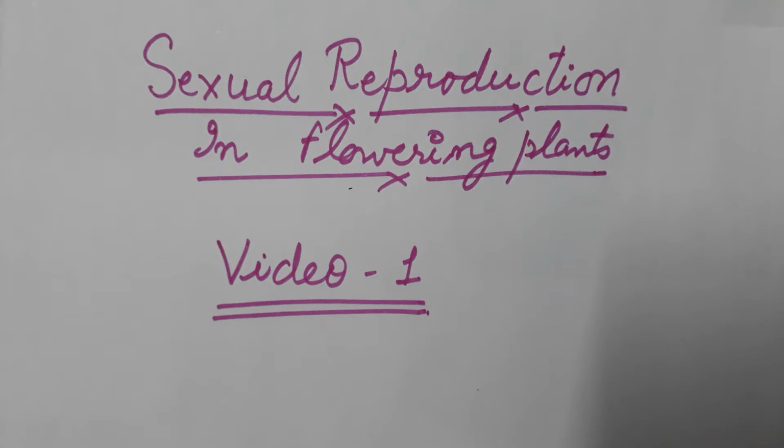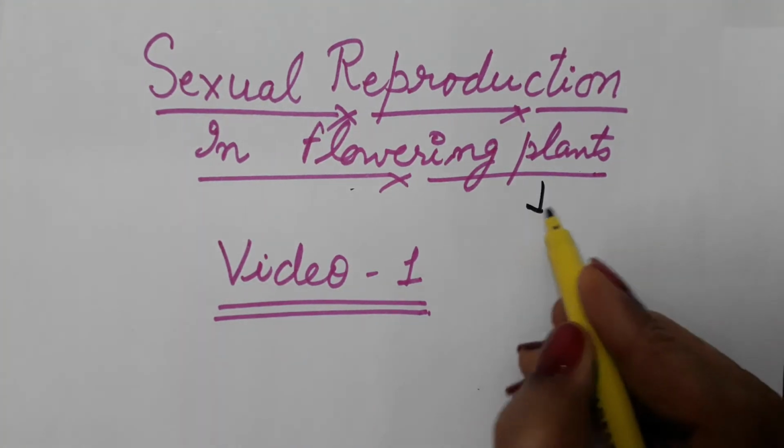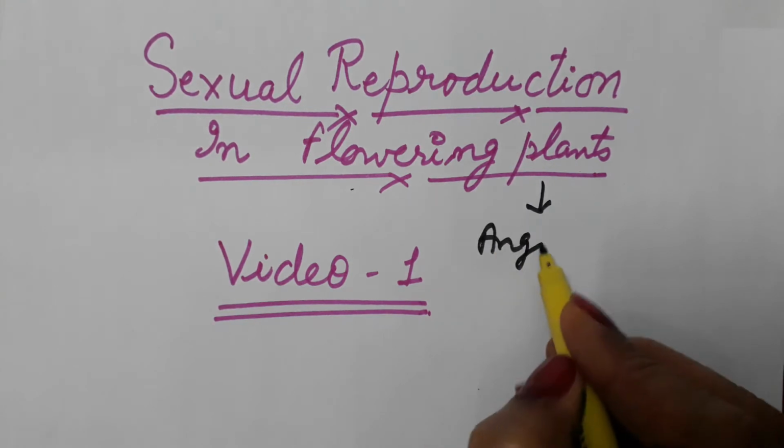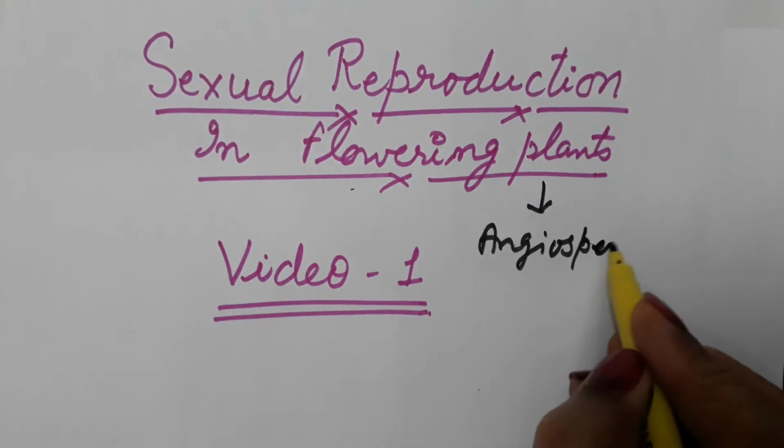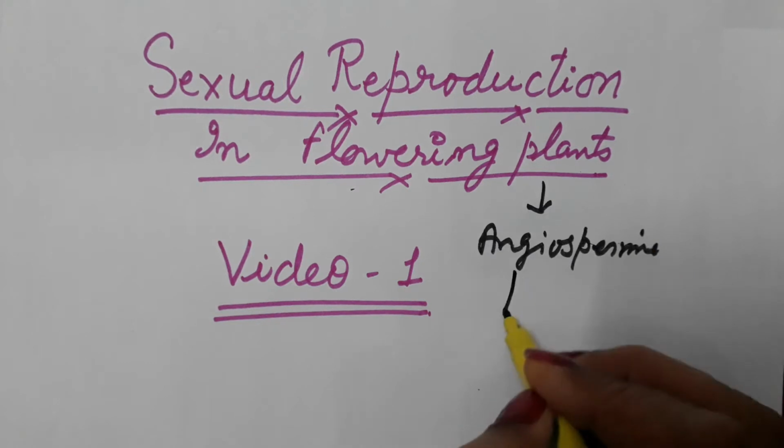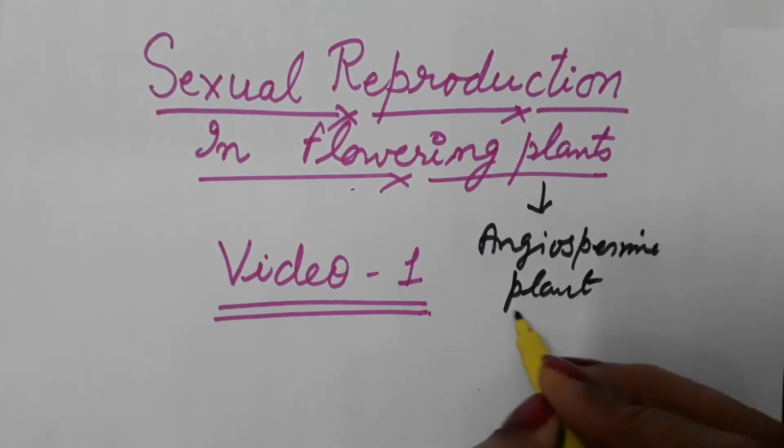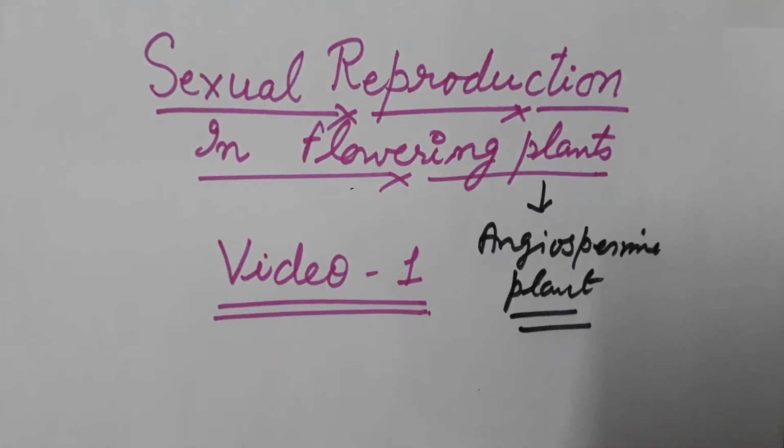Students, today we are going to start our second chapter of first unit, that is sexual reproduction in flowering plants. When we talk about the flowering plants, we are talking about the angiospermic plant, the only category of plant in which flower arises in nature. So we are going to study the reproduction in case of angiospermic plant.